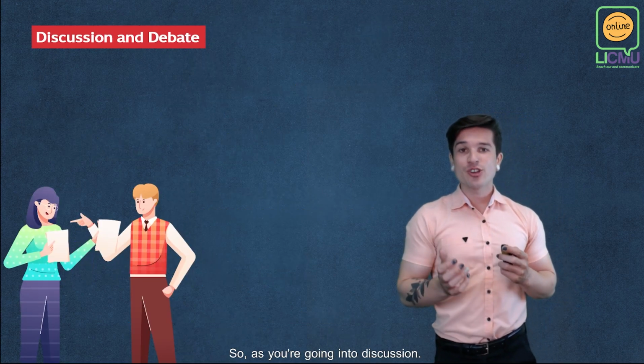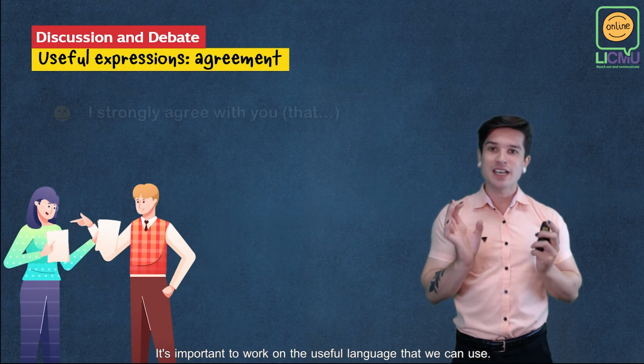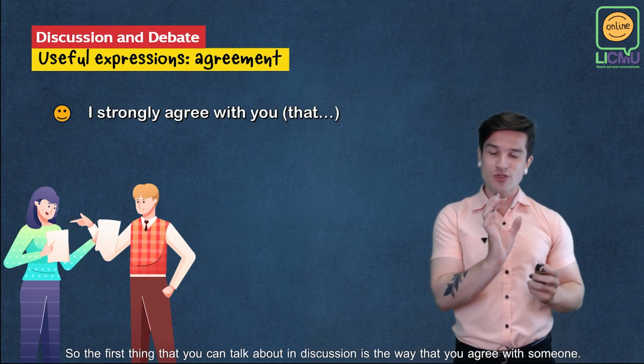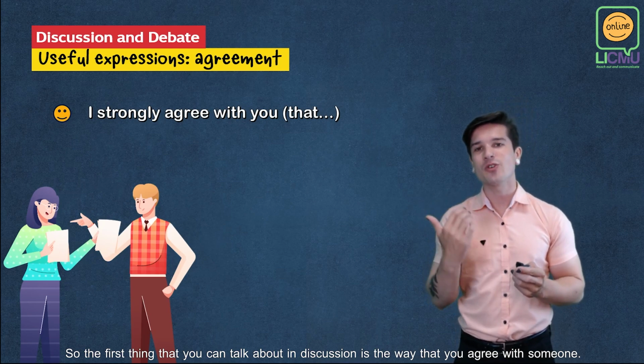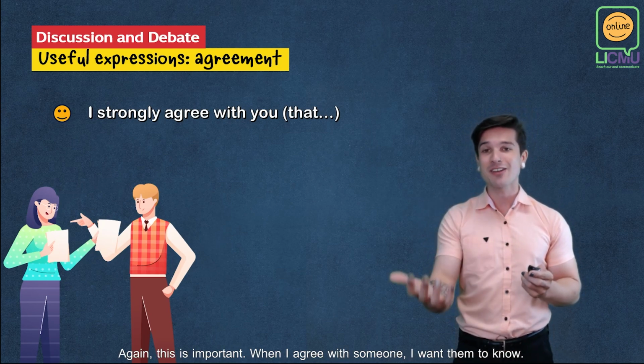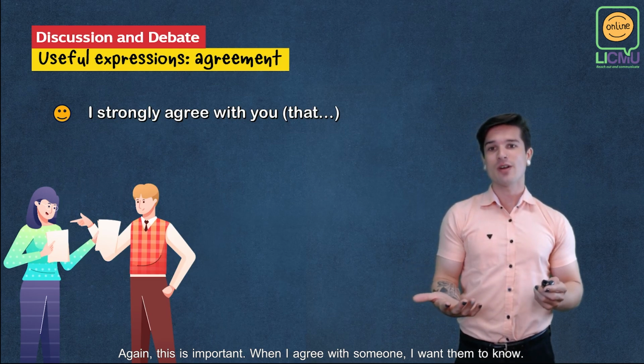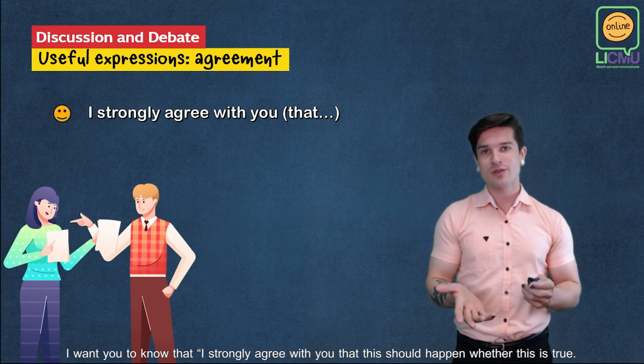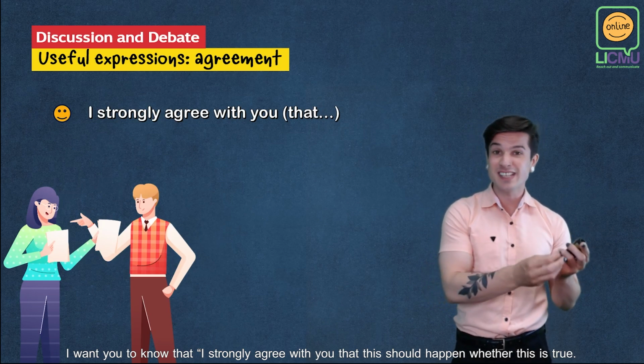So, as you're going into discussion, those are some good strategies, but it's also important to work on the useful language that we can use. So the first thing that you can talk about in a discussion is the way that you agree with someone. Again, this is important. When I agree with someone, I want them to know. I want you to know that I strongly agree with you that this should happen, or that this is true.